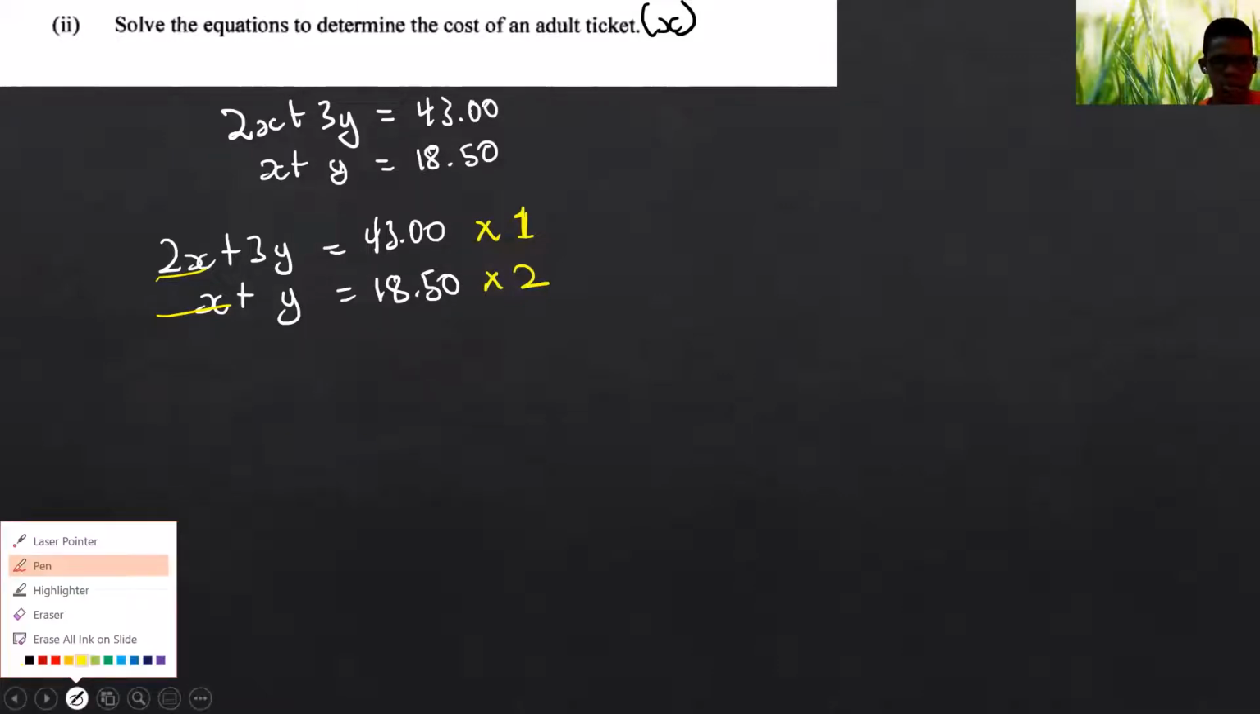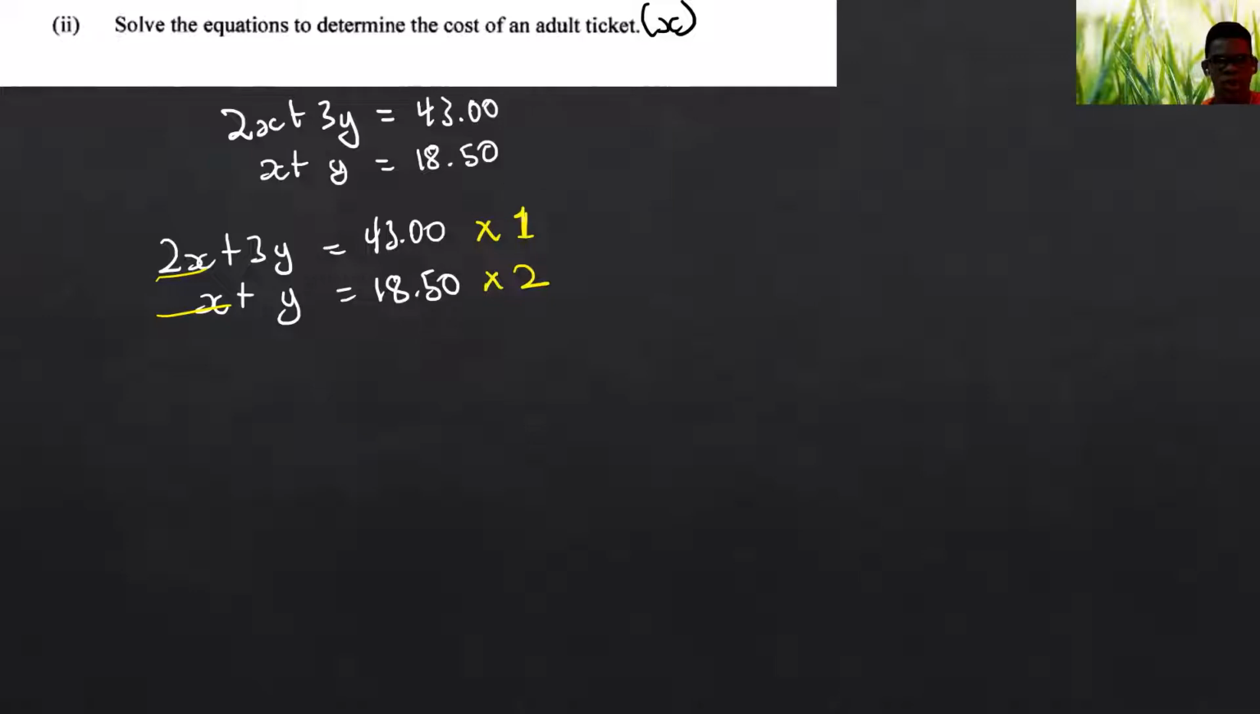Let's see what we get from this. Every term in this equation multiplied by 1 will just give us back every term. So 2x multiplied by 1 will just give us 2x, plus 3y times 1 will just give us back 3y, and 43 times 1 will just give us 43. Let's move to the second one and multiply everything by 2. So 2 times x will just give us 2x, plus 2 times y, which gives us 2y, and then the equal sign.